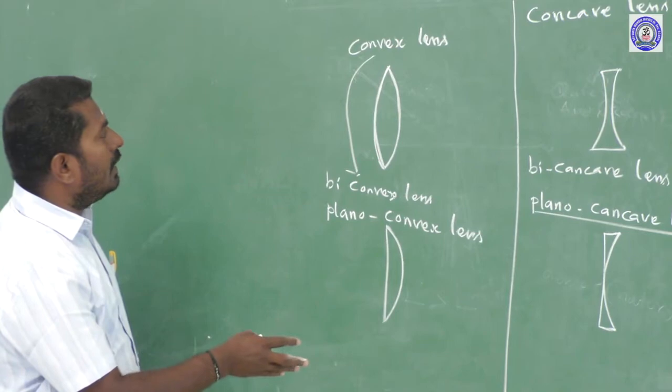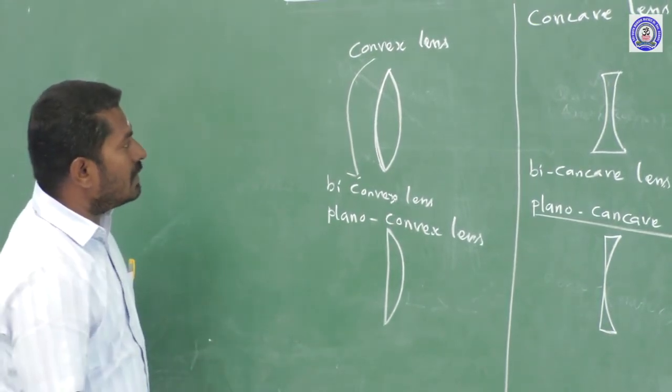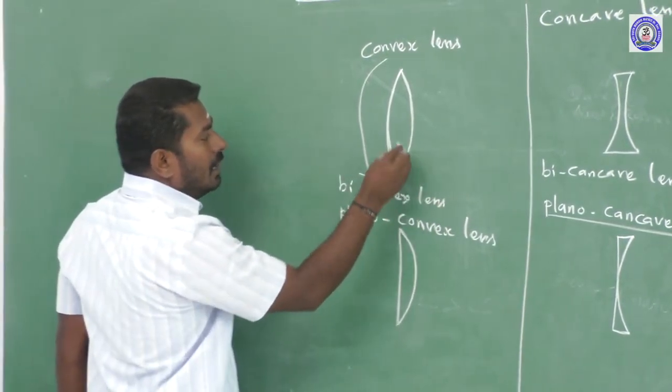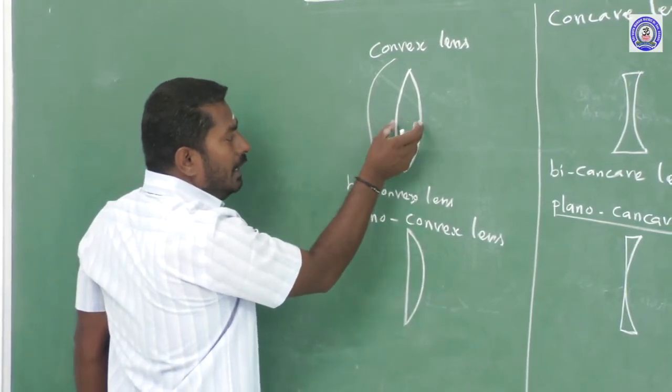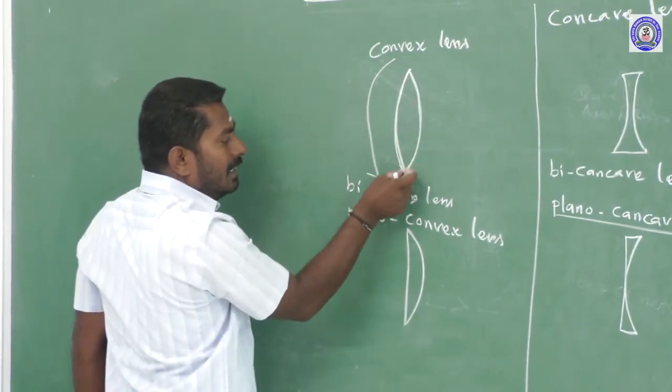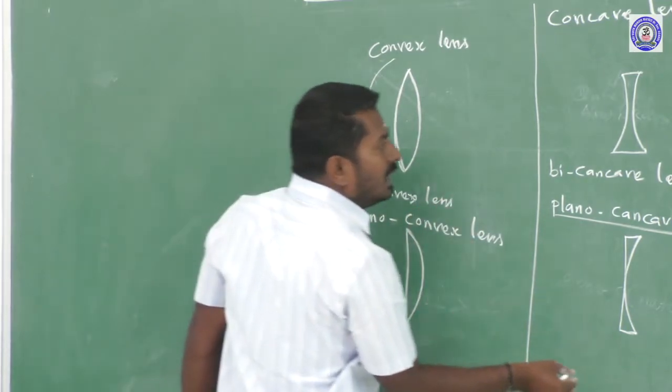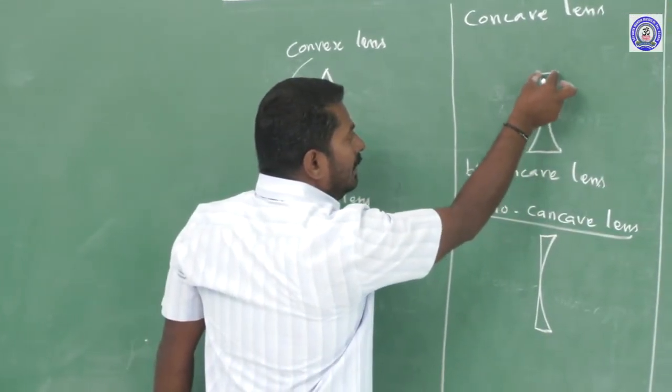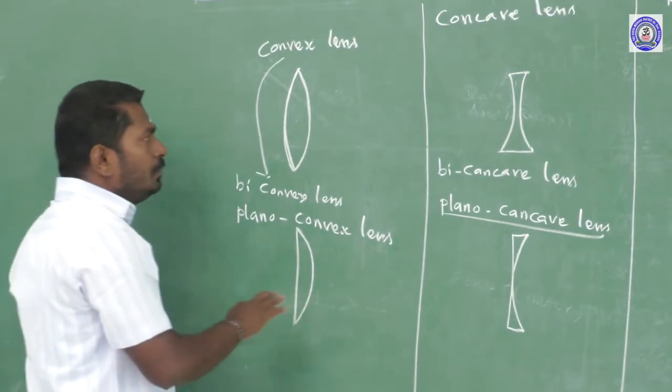How can we differentiate a convex lens and a concave lens? See, in the shape of a convex lens, it is thicker at the middle and thinner at the edges. But in the case of a concave lens, it is thinner at the middle and thicker at the edges.